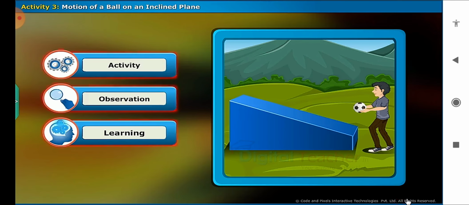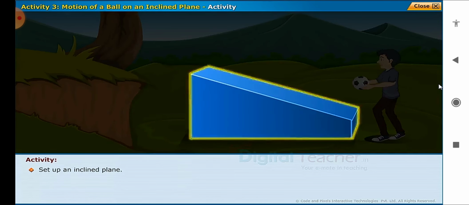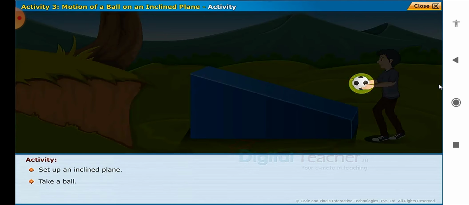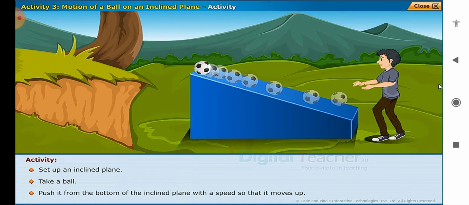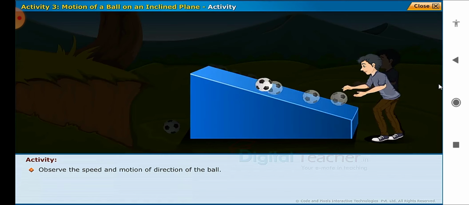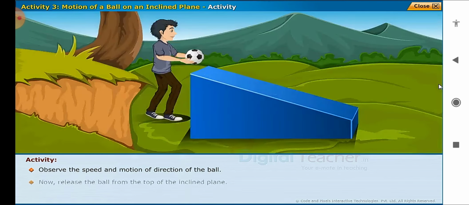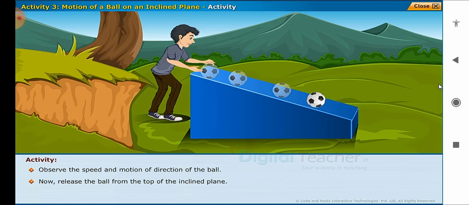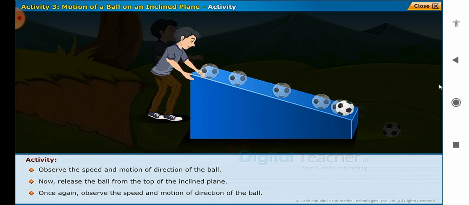Let us perform an activity for observing the motion of a ball on an inclined plane. Click each tab to know more. Set up an inclined plane. Take a ball. Push it from the bottom of the inclined plane with a speed so that it moves up. Observe the speed and direction of motion of the ball. Now, release the ball from the top of the inclined plane. Once again, observe the speed and direction of motion of the ball.